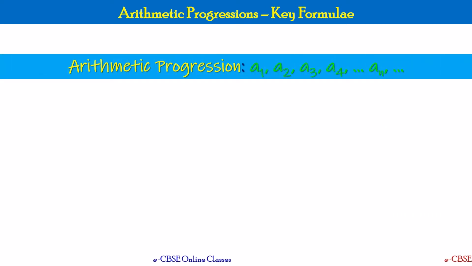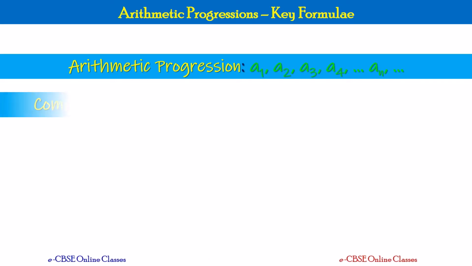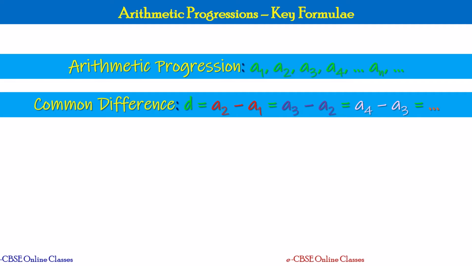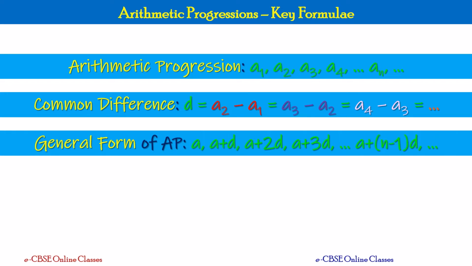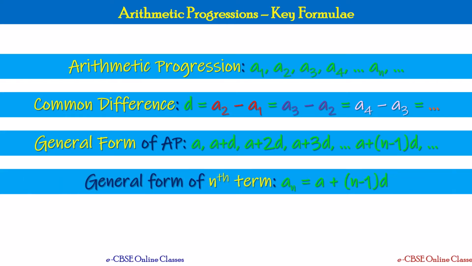The arithmetic progression is denoted by A1, A2, A3, etc. The common difference D can be found out by any two consecutive numbers' difference, either A2 minus A1 or A3 minus A2 and so on. The general form of the arithmetic progression is A, A plus D, A plus 2D and so on, A plus n minus 1 into D and so on. The general form of the nth term is An equal to A plus n minus 1 into D.